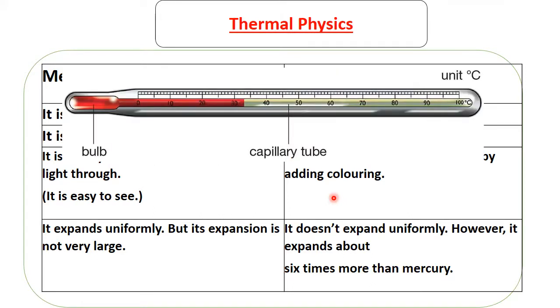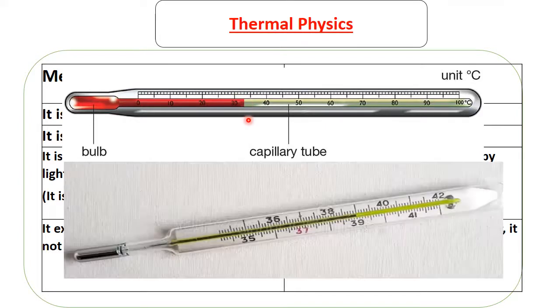So this is a liquid in glass thermometer that has alcohol. The coloring agent that was used here was a red agent, a red color, which is the reason why we can see the reading here. Then this is an example of a liquid in glass thermometer that has mercury.